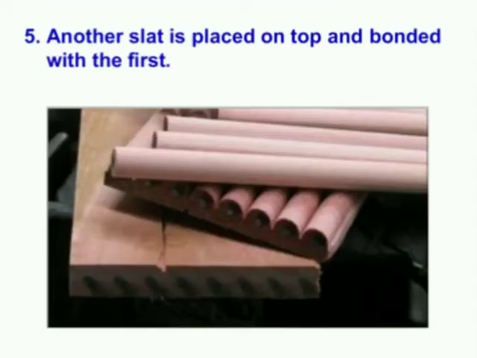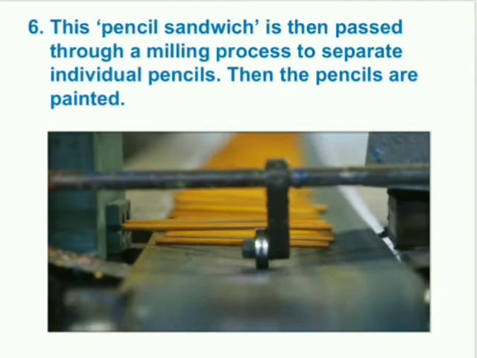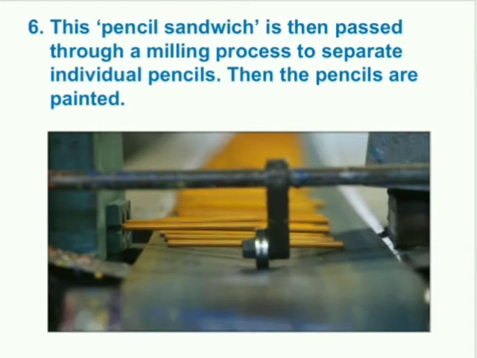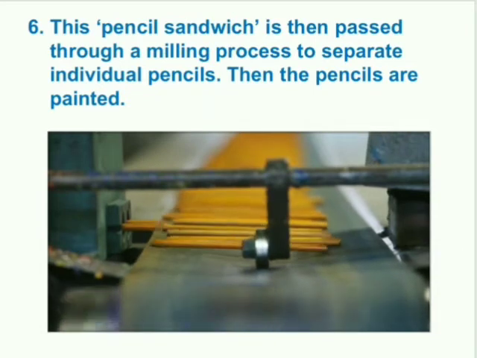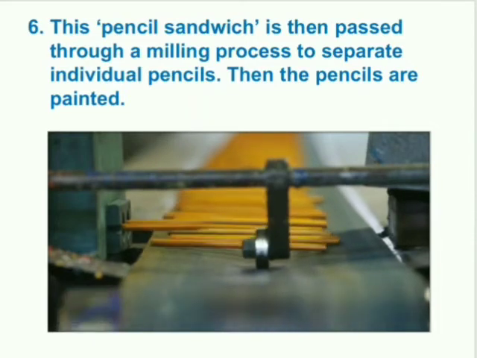Another slat is placed on top and bonded with the first. That is, after the lead is fixed, another slat of wood is put on top like a sandwich. This pencil sandwich is then passed through a milling process to separate individual pencils. That means then the pencils are separated and then they are painted.